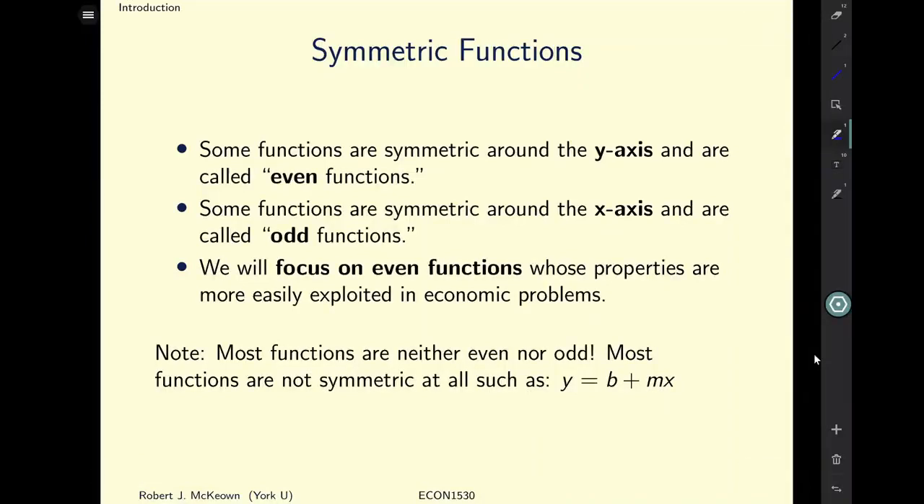It's a good thing to keep in mind that most functions are neither even functions nor odd functions. They're not symmetric at all. So a function does not have to be symmetric. Not all of them are symmetric. An example of that is a linear equation.